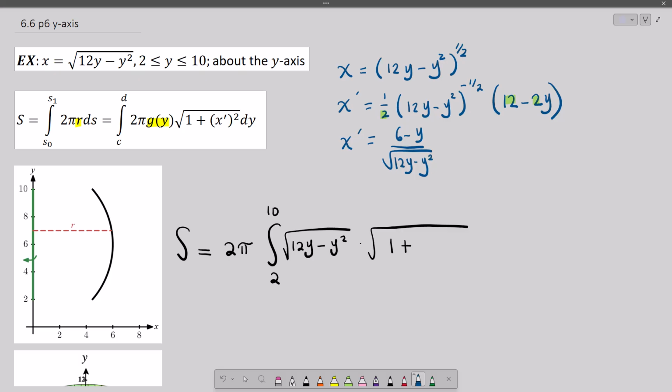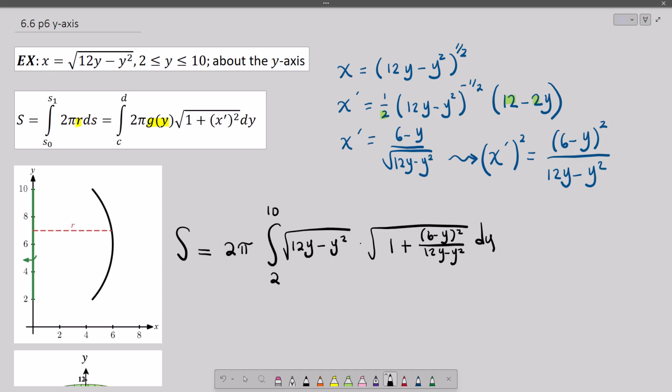And if we square it, let's go ahead and square it before we put it in down here. So 6 minus y quantity squared is the numerator. And when we square the denominator, the square root vanishes. So there's x prime squared. That's what's going to drop inside here in the second part of the square root. So that whole quantity comes in here, 6 minus y quantity squared divided by 12y minus y squared with respect to y.